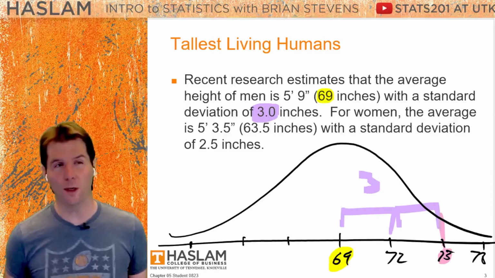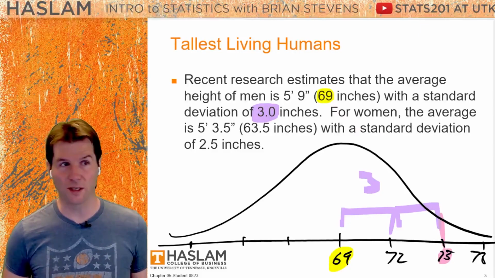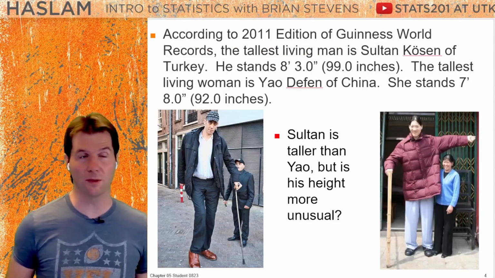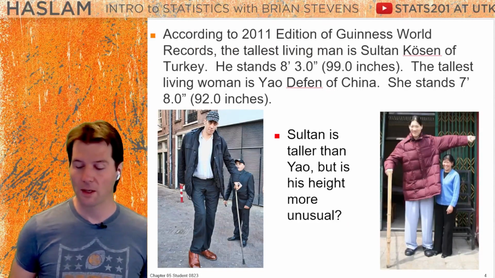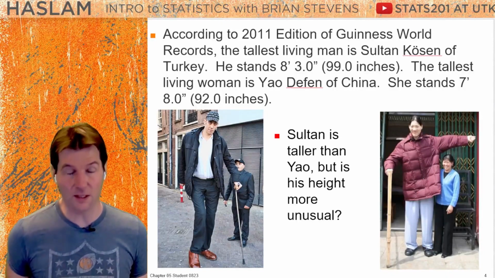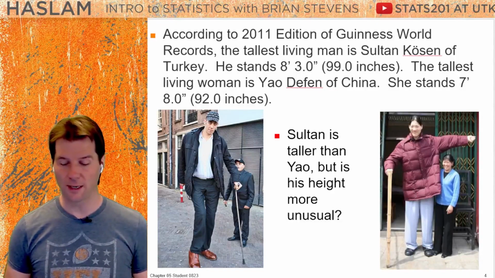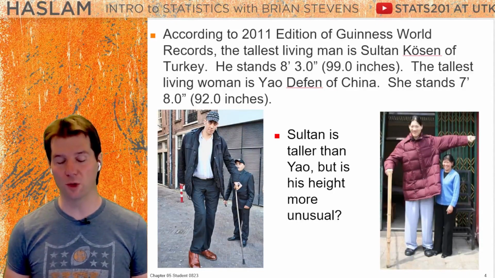And this is what we're doing in this chapter. We're trying to figure out when is something unusual. And that's kind of unusual. You know what's really unusual? The tallest people in the world, Sultan and Yao. So Yao right here, she is 7 feet 8 inches, 92 inches, and Sultan is 8'3", which is 99 inches tall. But who is more unusual?